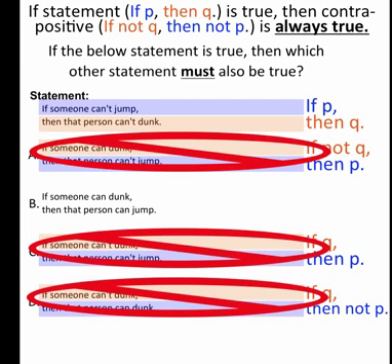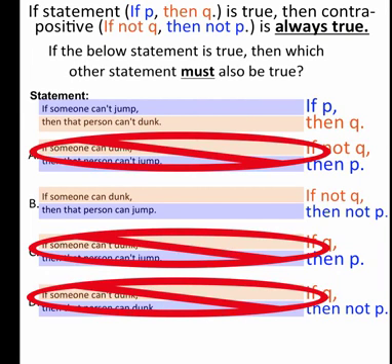Finally, let's look at B. If someone can dunk, or if someone cannot not dunk, so if not Q, then that person cannot not jump, or as we'd say in English, then that person can jump, then not P. So that is my contrapositive, so the answer for this one is B.